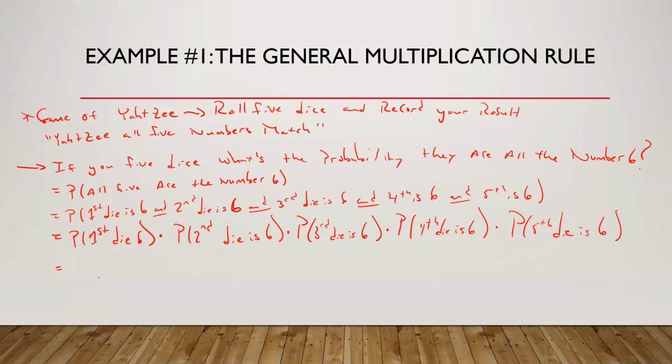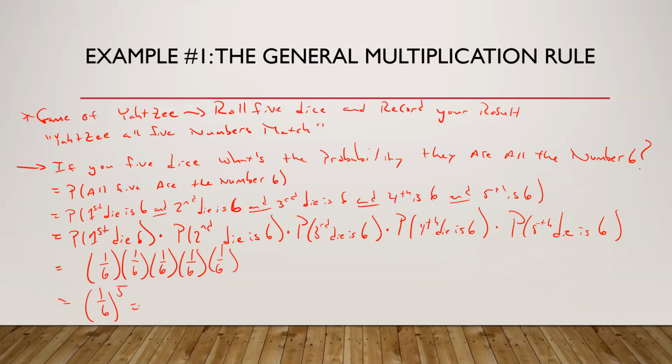All right, well, what is the probability that the first die you roll comes up as a 6? 1/6. Yep. What's the probability the second die is a 6? 1/6. Yep. And the third is a 6. And the fourth is a 6. And the fifth is a 6. Boom, just like that. So this is 1/6 to the fifth power.